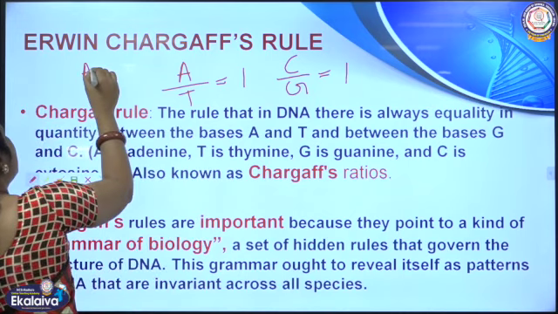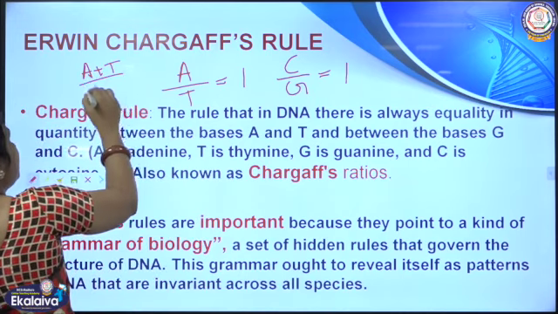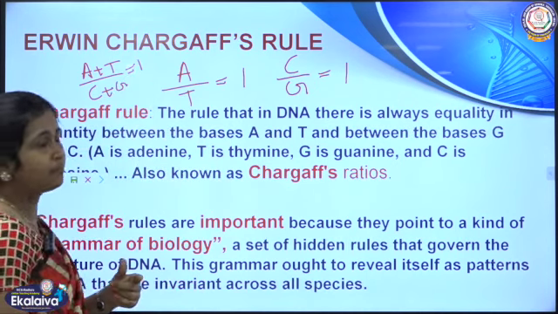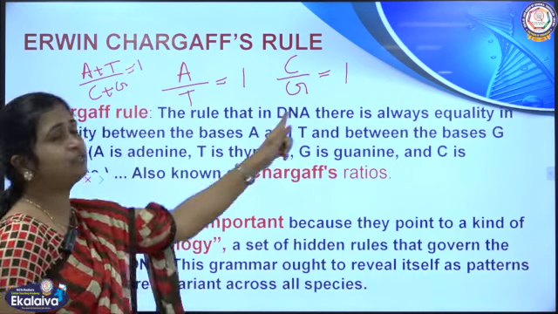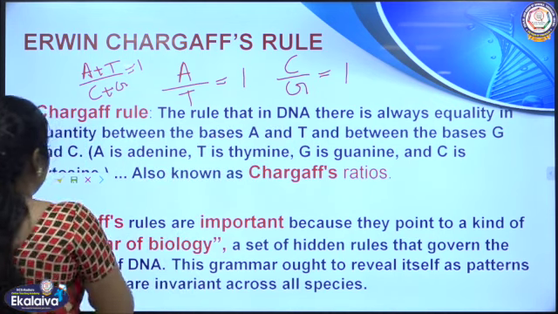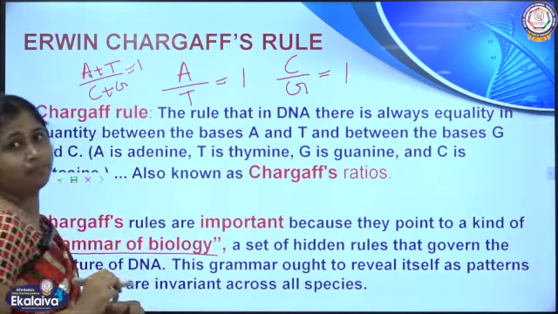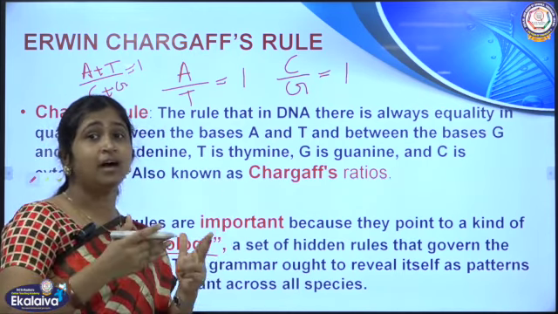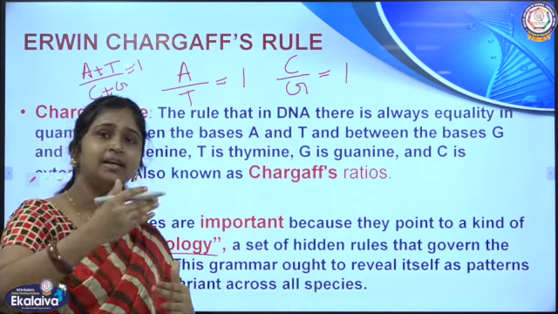Another one, A plus T by C plus G is equal to 1, the constant, the number, right. So based on this, we are going to have numericals. So let us see what this is. It is a grammar of biology. It is very important to find the ratio, how it is arranged in our body, this adenine and guanine.